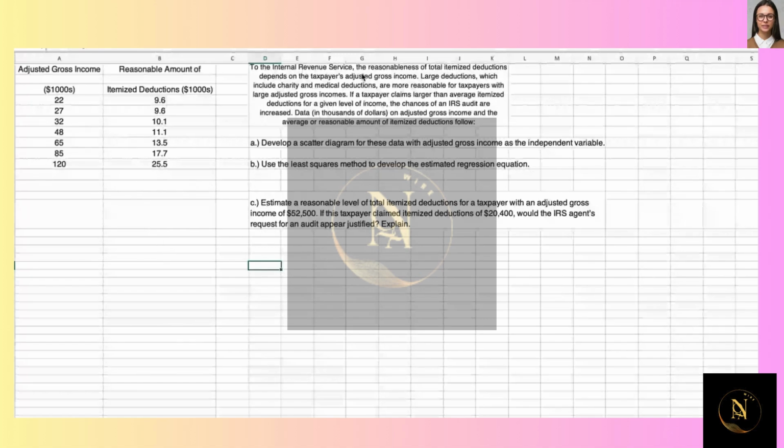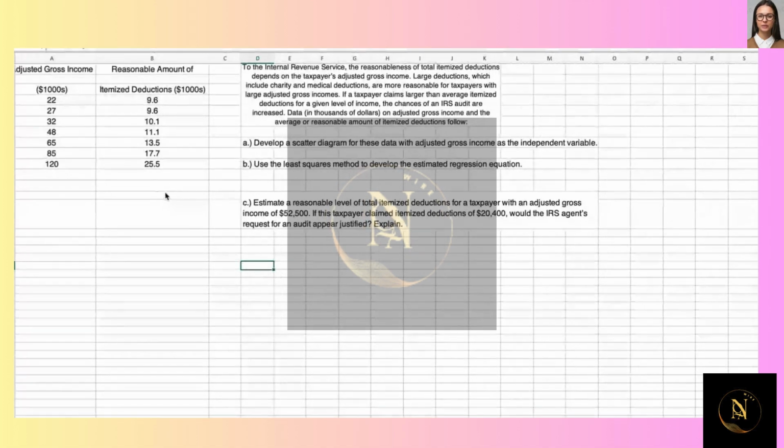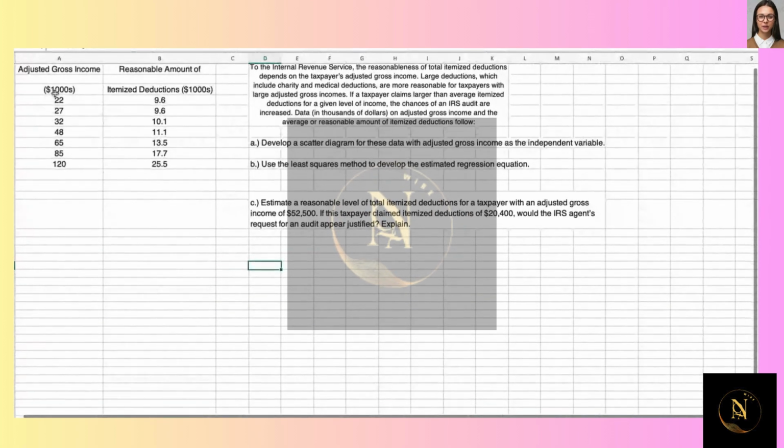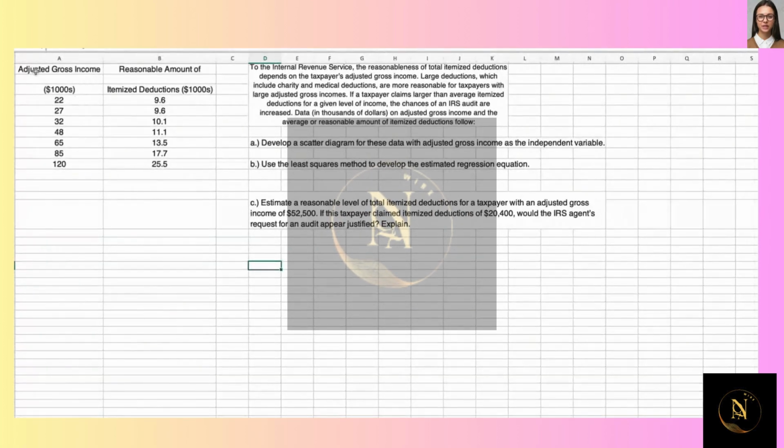So it says, according to the Internal Revenue Service, the reasonableness of total itemized deductions depends on the taxpayer's adjusted gross income. Large deductions, which include charity and medical deductions, are more reasonable for taxpayers with large adjusted gross incomes. If a taxpayer claims larger than average itemized deductions for a given level of income, the chances of an IRS audit are increased. Data in thousands of dollars on adjusted gross income and the average reasonable amount of itemized deductions are as follows. So it wants you to develop a scatter diagram.